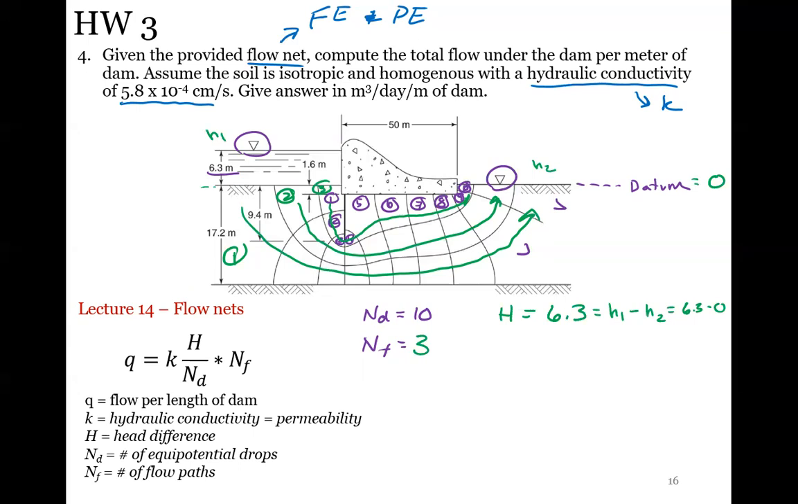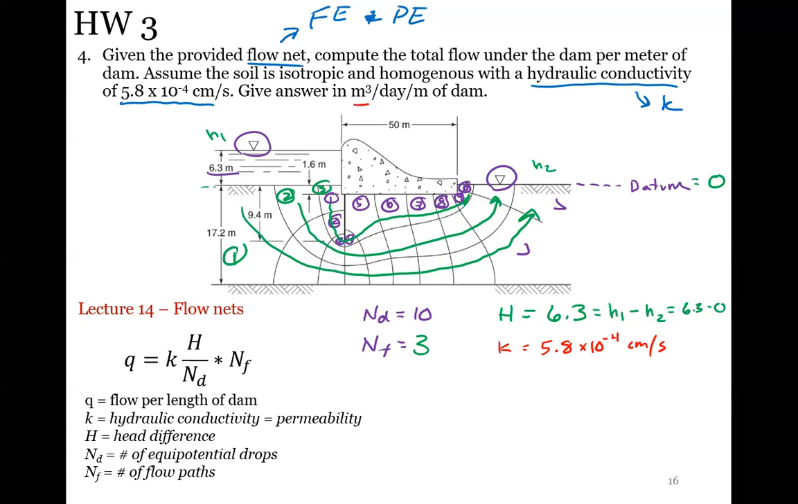So our permeability coefficient was given to us. That's our K value. Remember, permeability coefficient is the same as hydraulic conductivity. We just do that to confuse people. That's 5.8 times 10 to the negative 4 centimeters per second.